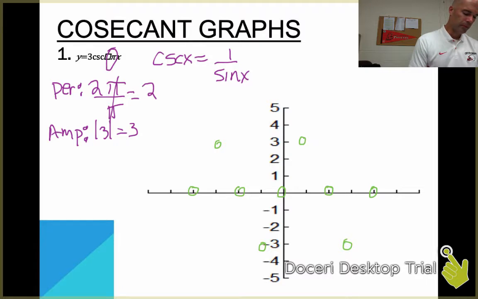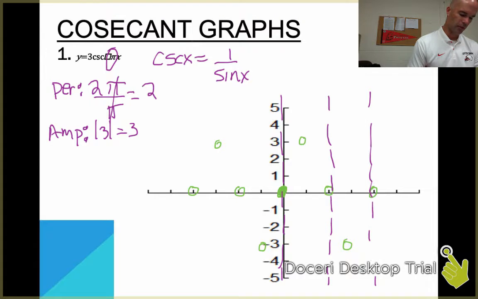So now let's think about it. This right here, if I have this point at 0, this is 0 over 1. So when we flip it, it's going to become 1 over 0. So anywhere I have a 0 on my sine graph is actually going to be an asymptote because it's undefined there. So I've got an asymptote right here, right here, right here, right here, and right here.